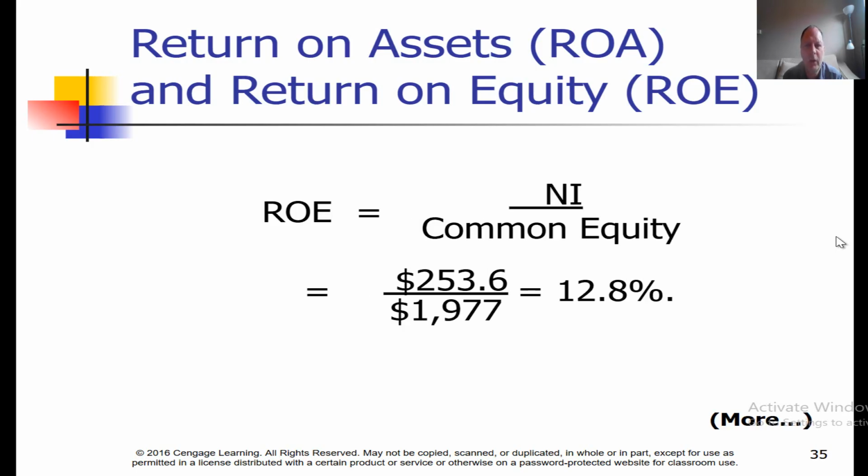ROE is still higher than ROA: net income over common equity, 253.6 over 1,977, or 12.8%. The only case where the two would be the same is if a company uses no leverage. If you see a company with a massively higher ROE than ROA, then that means they are taking on a lot of debt risk, which is certainly a problem today in financial markets with interest rates going up.